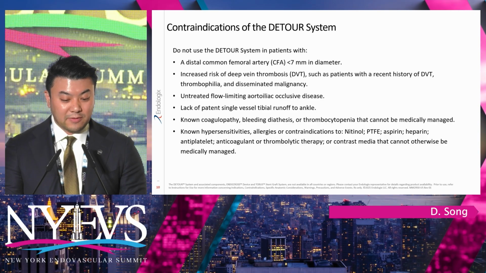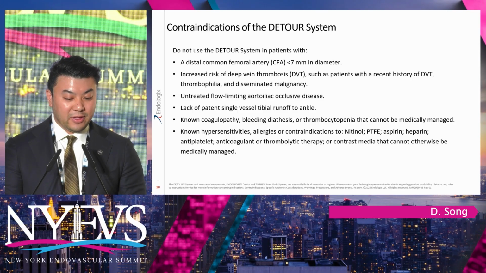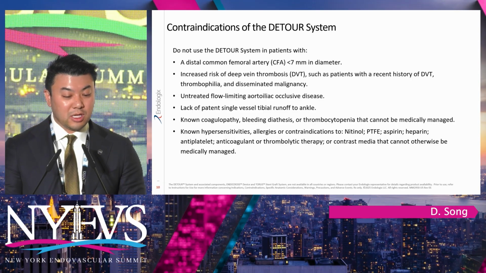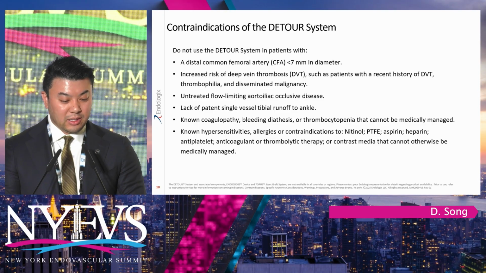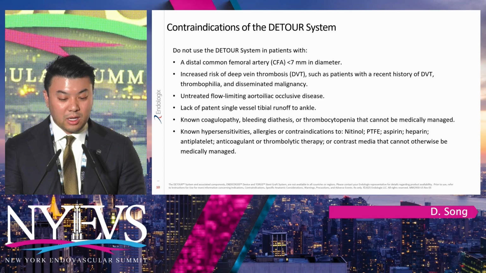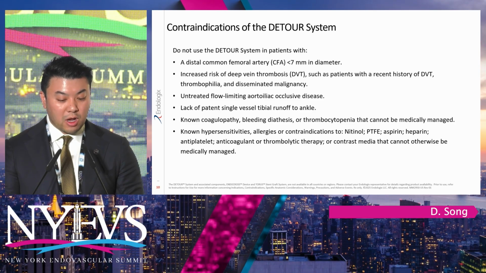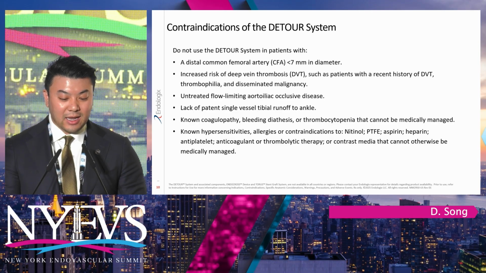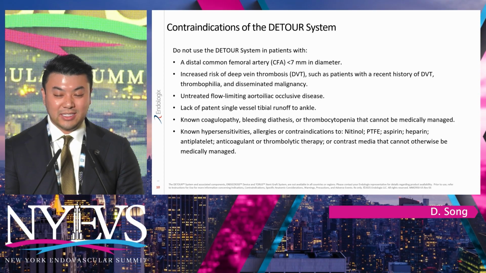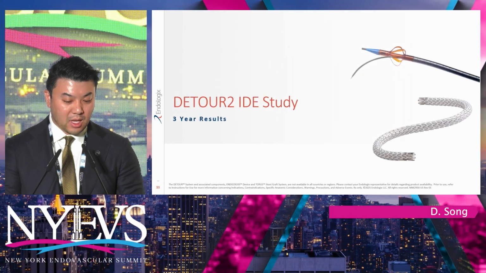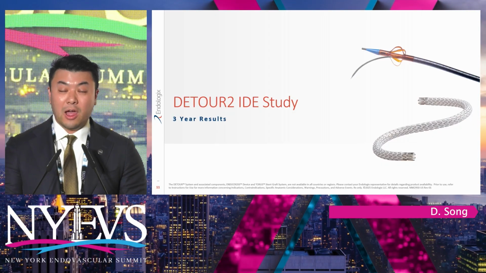There is an increased risk of DVT with this procedure, so patients with a history of DVT recently, thrombophilia, or any other hematological conditions are contraindicated for the DETOUR system. Untreated flow-limiting aortoiliac occlusive disease is a contraindication. Poor tibial runoff vessels are contraindications, and hypersensitivities to any materials that are inside or constructed in the DETOUR system are contraindications. The DETOUR data is based on the DETOUR IDE study, and we now have 3-year results.